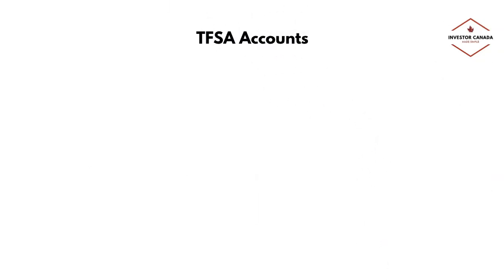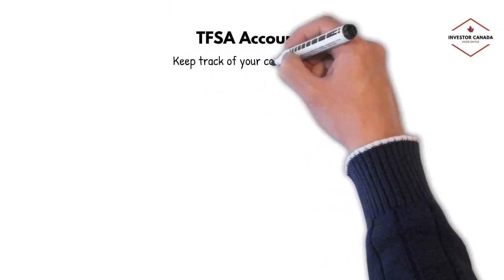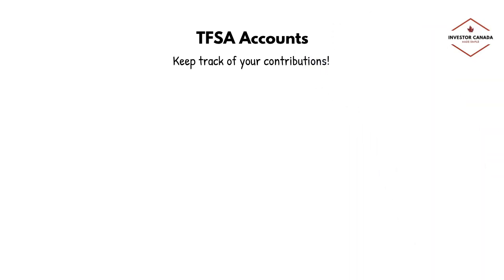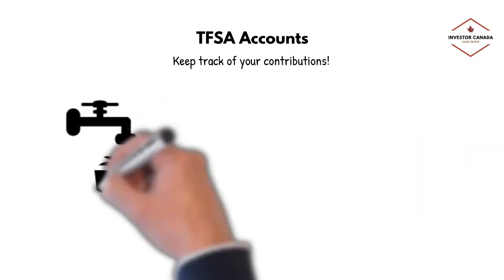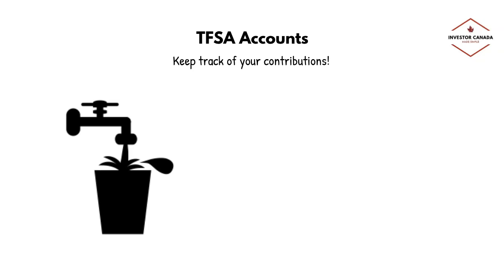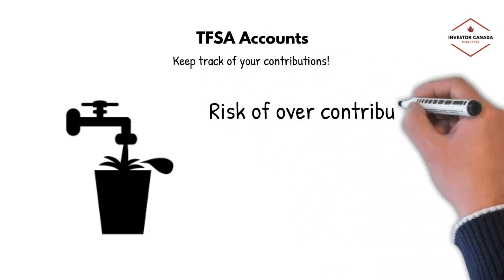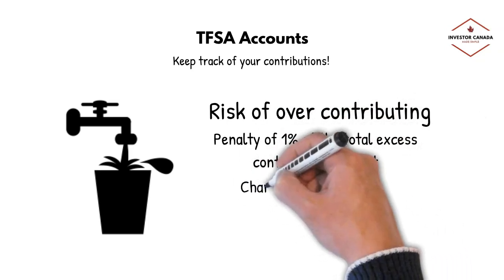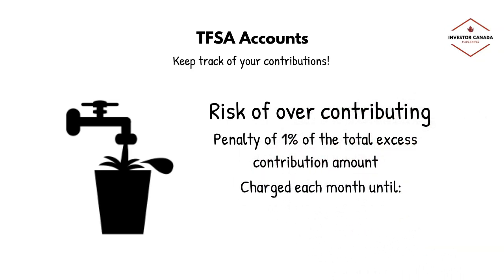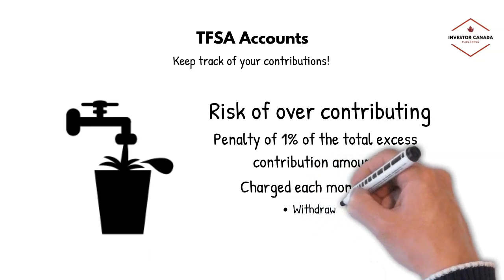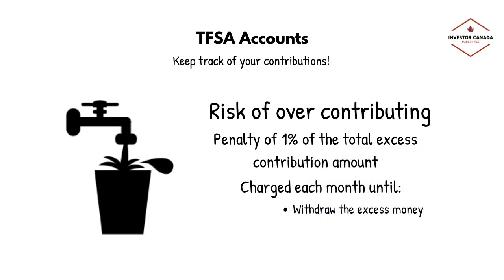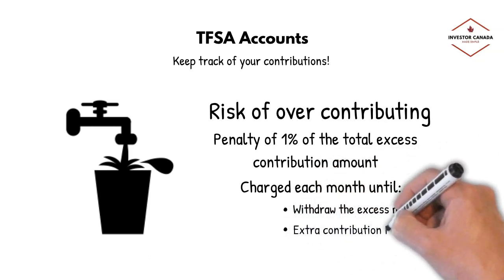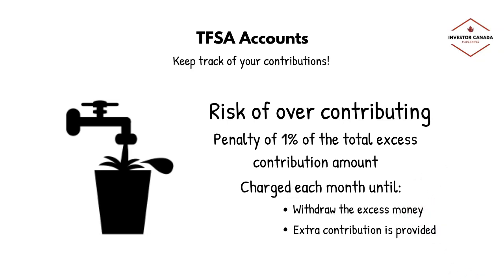Now, if you're opening up multiple TFSA accounts, it is important to keep track of your TFSA contributions because you could end up over-contributing, and there is a penalty for over-contributing. This penalty is 1% of the total excess contribution amount, and this is charged each month you are over until you withdraw the excess money or until you receive extra contribution room from the government. This could mean up to 12% per year of your excess contribution money.